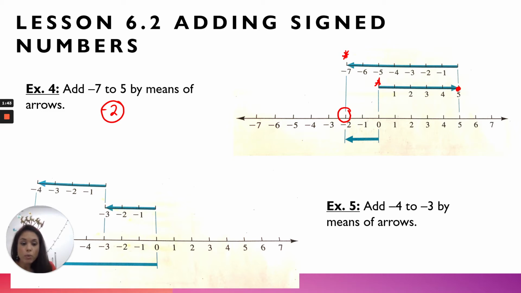Example 5, we want to add -4 to -3 by means of arrows. So we first will plot our -3 on the number line, starting at 0, and because it's negative, we're going to move to the left. So we stop right here at -3, and this is where we will begin moving our -4. We'll continue in the negative direction, to the left, because it's a negative number, and you can see that our answer ends up in the -7 place. So our answer is -7.